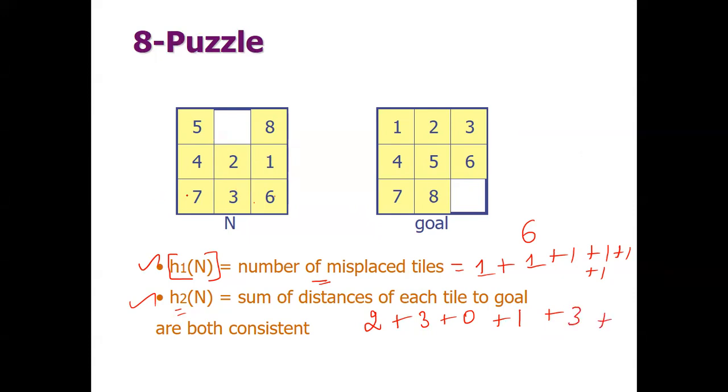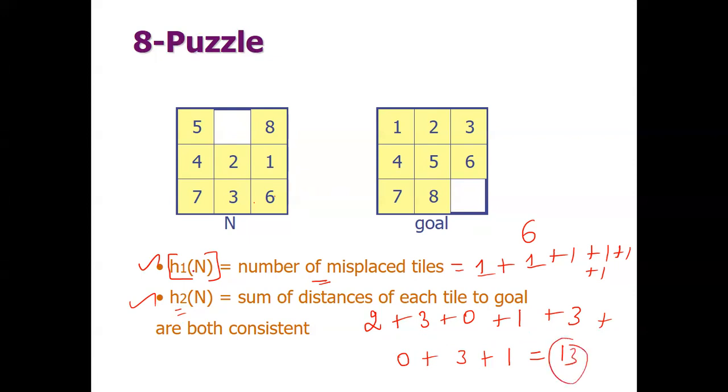Then 7 is in its correct location. So that is 0. Then 3 is away by 3 locations, 1, 2, 3, or 1, 2, 3. Okay. 6 is away by 1 location, so it is 1. So if you calculate this way, what is the heuristic value? 2 plus 3, 5, 5 plus 1, 6, 6 plus 3, 9, 9 plus 1, 10, 10 plus 3, 13.